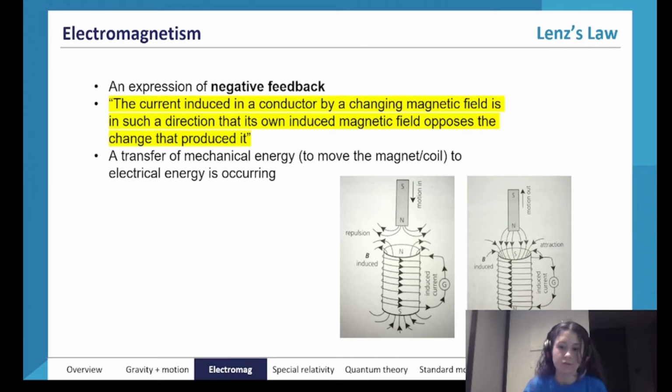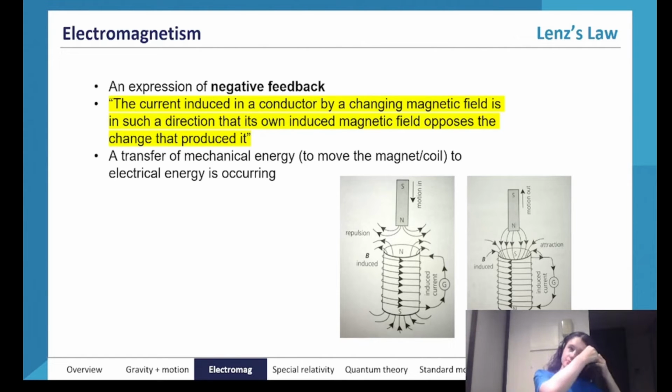So Lenz's law is an expression of negative feedback. What this means is that the current induced in a conductor by a changing magnetic field is in such a direction that its own induced magnetic field opposes the change that produced it. And this is kind of hard to wrap your head around.